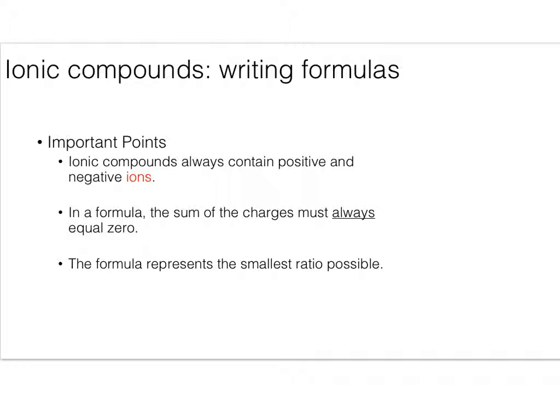Okay, so some important points to talk about when we're talking about ionic compounds or ionic molecules. Ionic compounds, of course, always contain positive and negative ions. So when we're talking about sodium chloride, we have Na+ Cl-, and there could be lots of variants of this. We could do something like magnesium oxide. Magnesium forms 2+, oxide forms 2-, right? And so there's always a positive and always a negative.